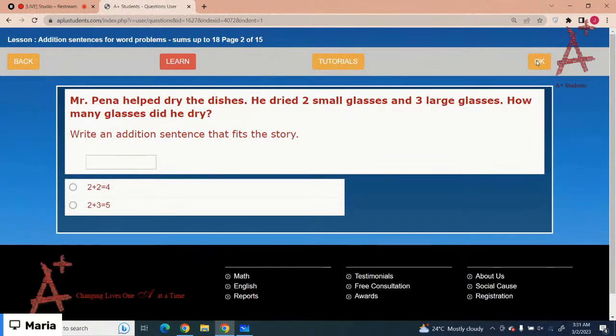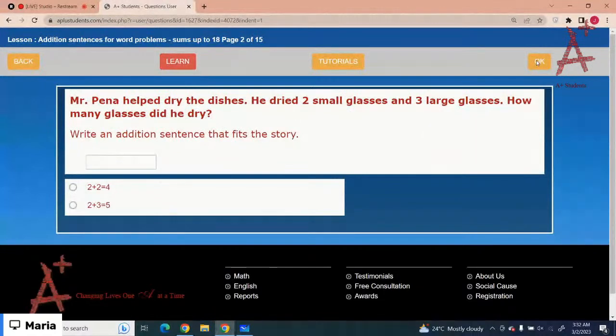Okay, the next one is Mr. Penna helped dry the dishes. He dried 2 small glasses and 3 large glasses. How many glasses did he dry? So you need to calculate the total glasses he dried. So he dried 2 small and 3 large. Look at the option that has the same numbers, 2 and 3. So which is the correct option?